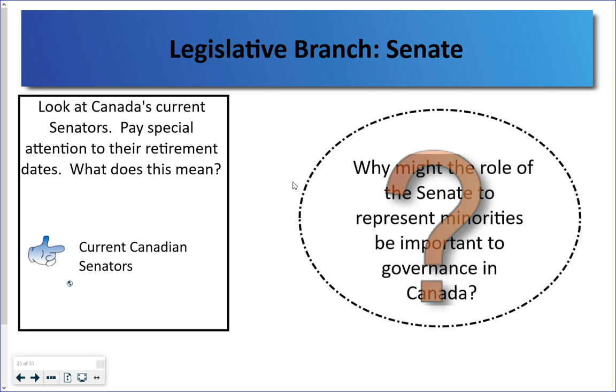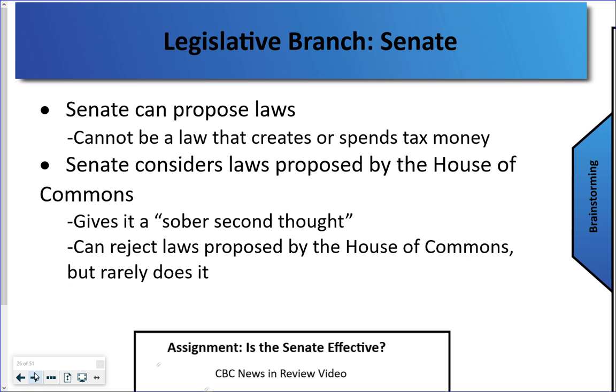One of the biggest jobs of the Senate is that they are a sober second thought. The Senate can propose laws, but they cannot propose a law that has to deal with money bills. It cannot be a law that creates or spends tax money. The Senate considers laws proposed by the House of Commons.